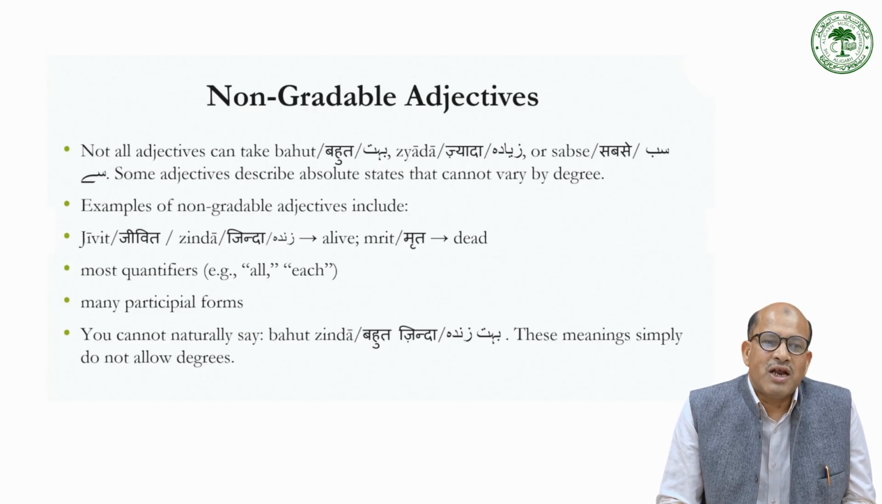Some examples of non-gradable adjectives include जीवित, जिंदा, alive, मृत like dead. Most quantifiers like all and such, many participial forms, you cannot naturally say बहुत जिंदा. These meanings simply do not allow degrees. When there is no degree of gradable things, we cannot say बहुत जिंदा.